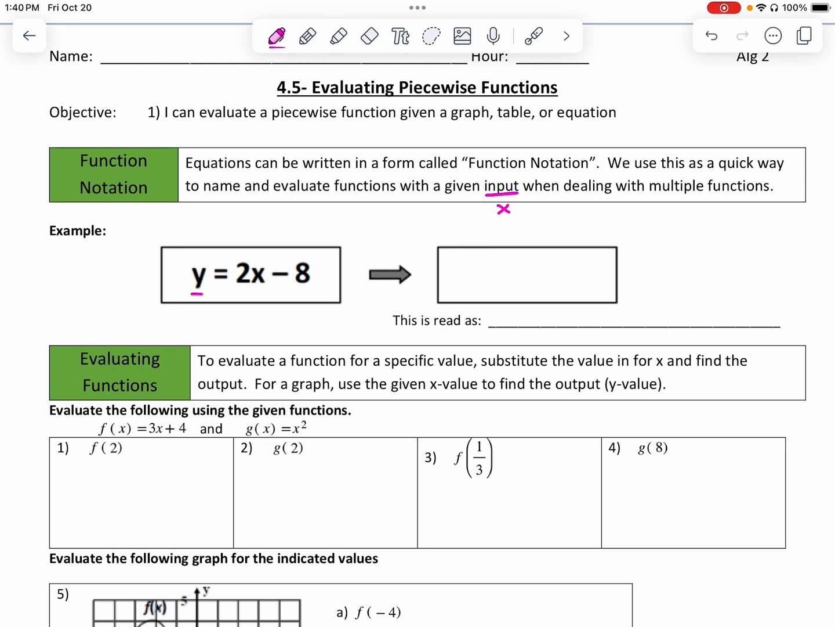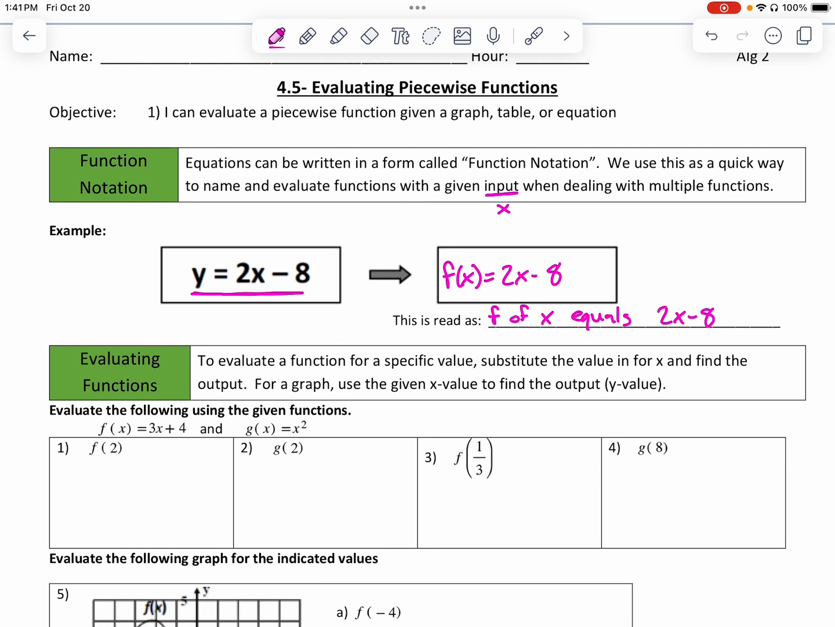When you see an equation like this one, instead of y equals, what we're going to write for function notation is f of x equals 2x minus 8. The way we read that is f of x equals 2x minus 8. The parentheses with the x represent the number that you're plugging in for x.